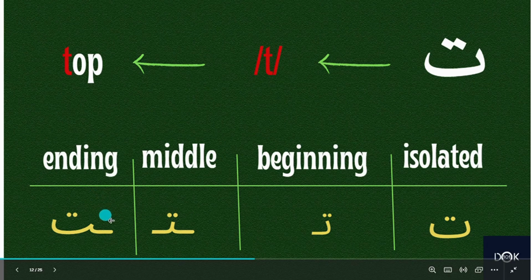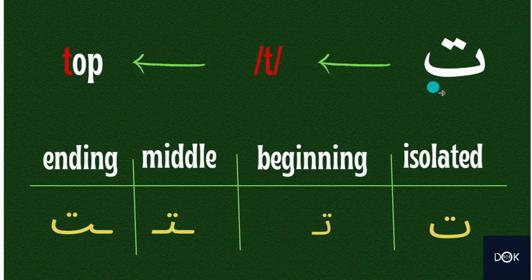And just like ba, sometimes ta can also be found at the end of the word, but it could be in an isolated form. So again, ta, t, ta, t. Let's have a look at the examples.